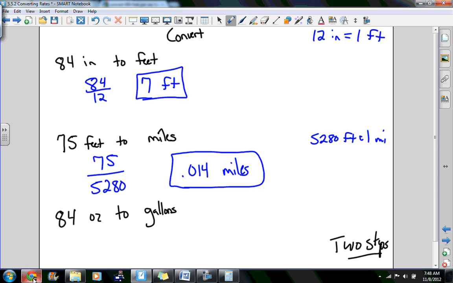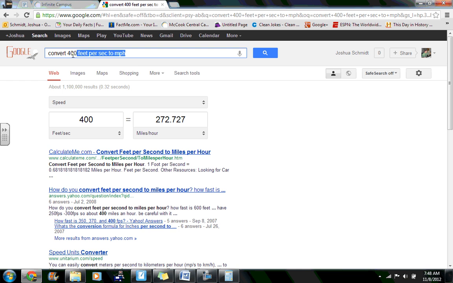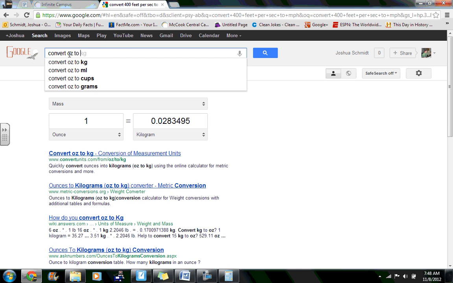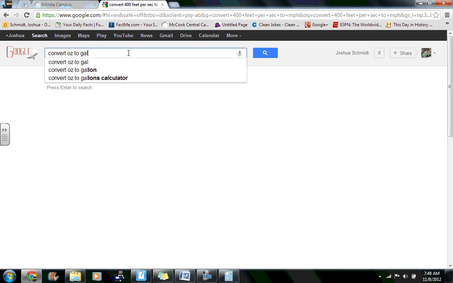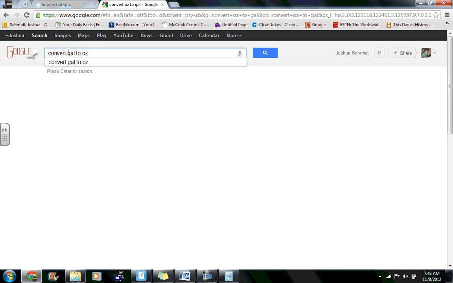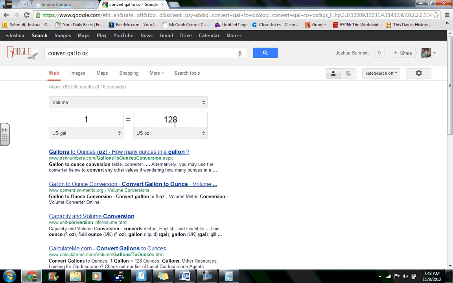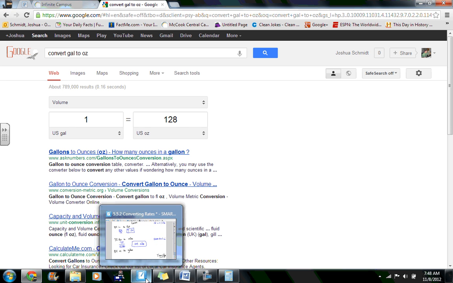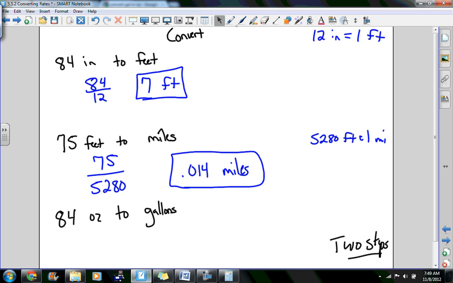Now, I don't know how many ounces there are in a gallon. This brings up a good point. If you're using Google and it gives you a huge decimal like this for the conversion, flip it around. Convert gallons to ounces. There we go. There are 128 ounces in 1 gallon. So if you ever get that crazy decimal, just flip. So there are 128 ounces in 1 gallon. So do this one on your own.